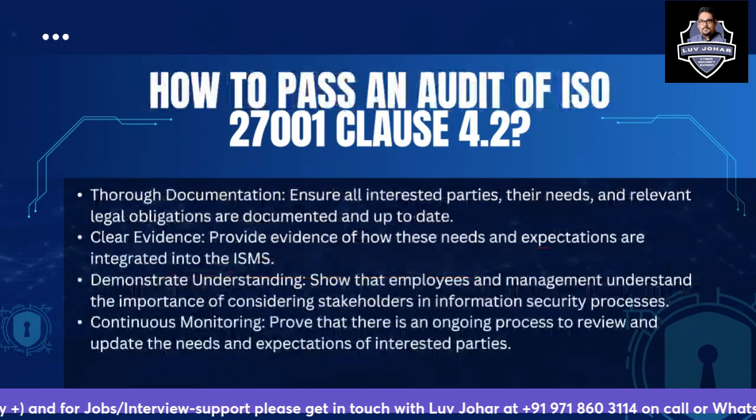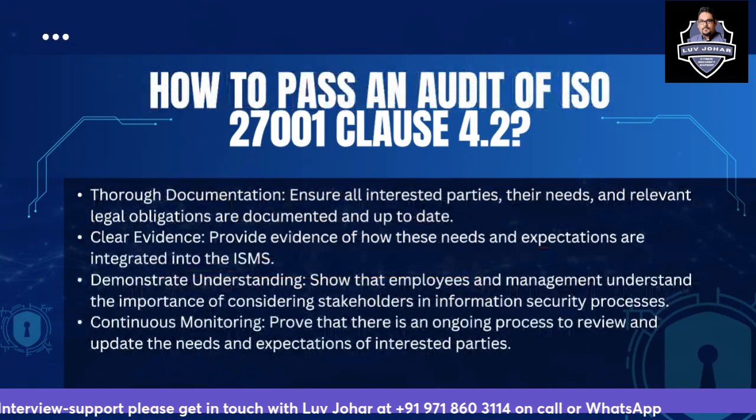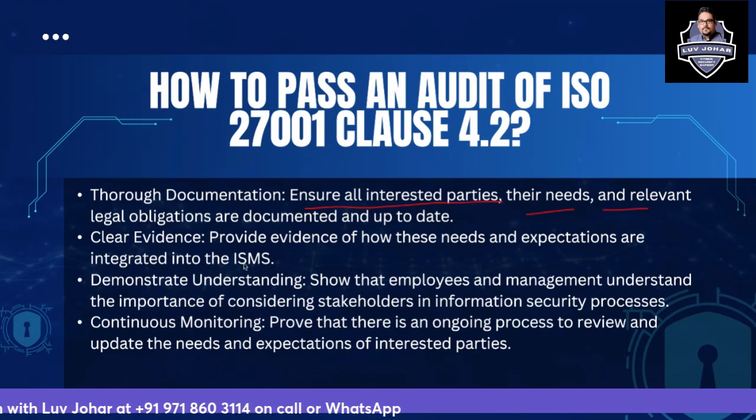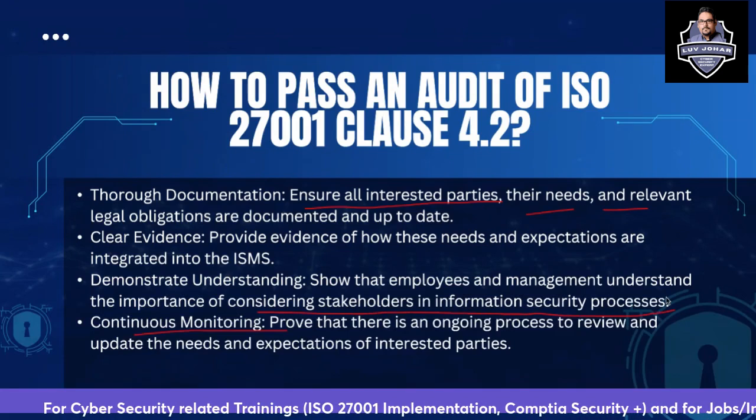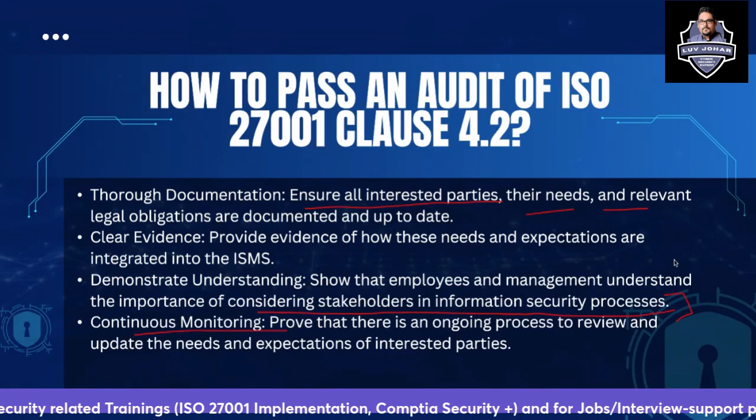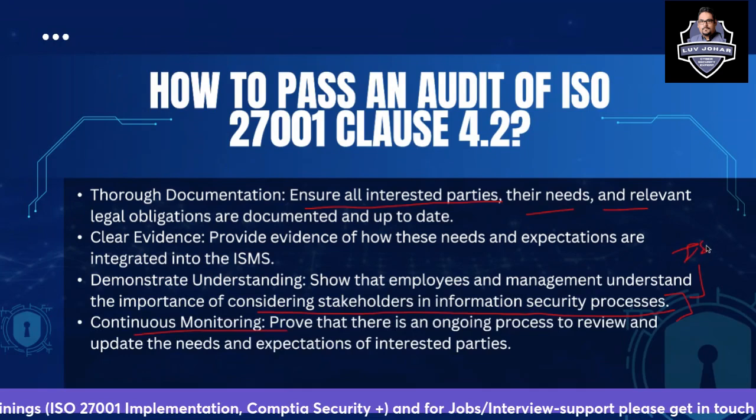Okay, how to pass an audit? Basically, we need to document all the interested parties. We need to maintain a list, their needs and expectations. We need to have clear documentation of this, and we need to make sure that we are basically continuously monitoring this documentation and how we are considering the stakeholder needs and expectations in the information security processes that we are creating basically in the ISMS that we are implementing as an organization, right?